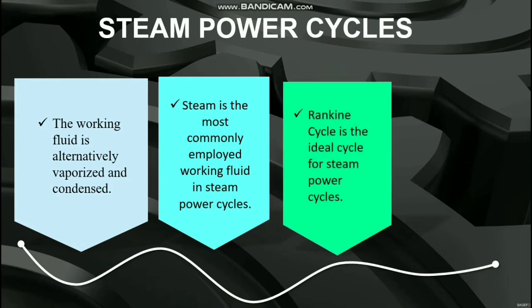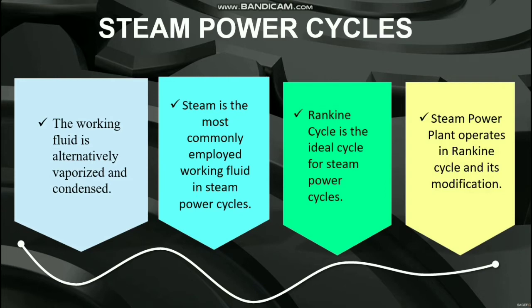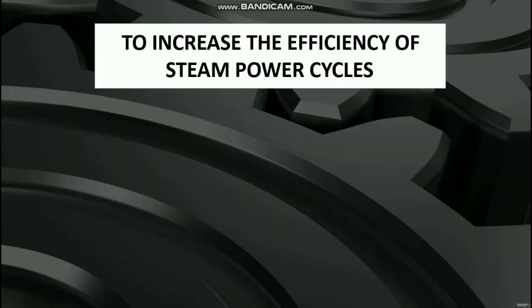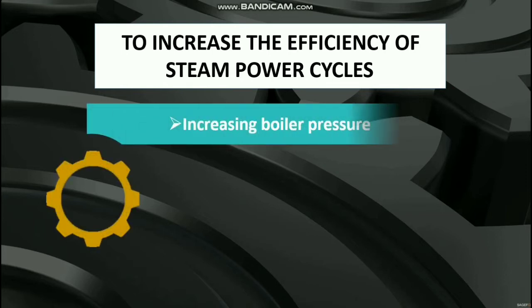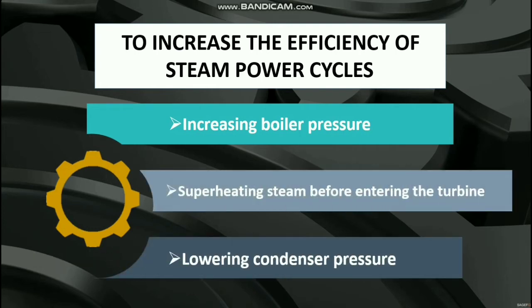Rankine cycle is the ideal cycle for steam power cycles. With that, steam power plant operates in Rankine cycle and its modification. To increase the efficiency of steam power cycles, there are things that we can do. These include increasing boiler pressure, superheating steam before entering the turbine, and lowering condenser pressure.